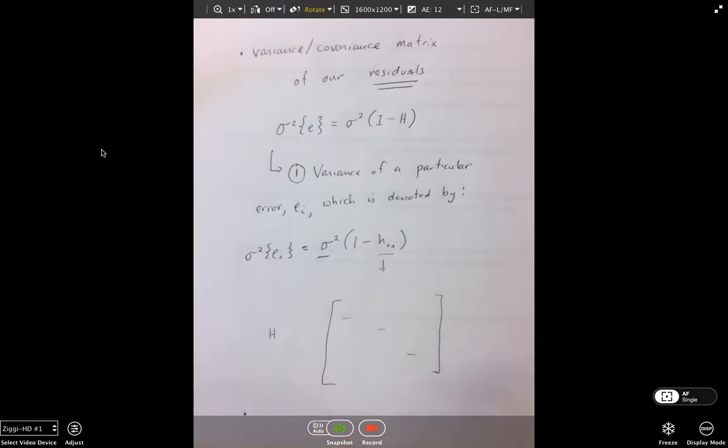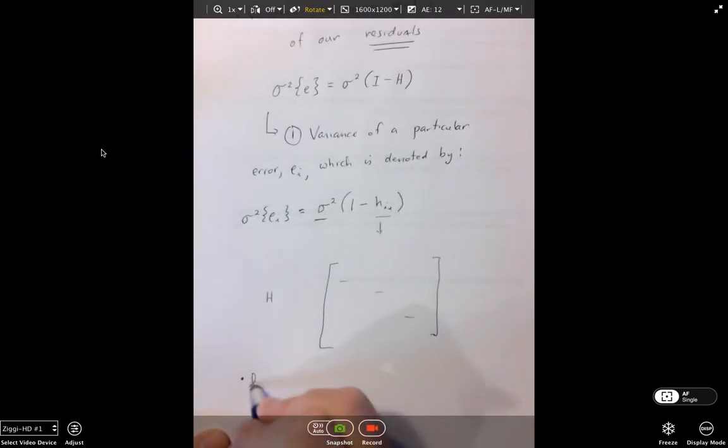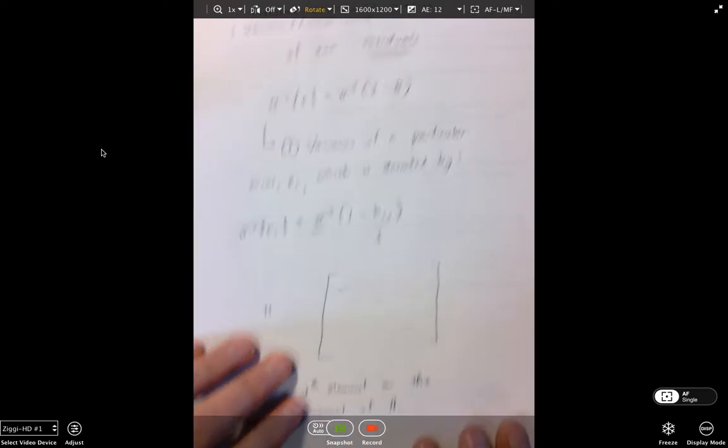h_ii is the ith element on the diagonal of our hat matrix. Okay? And it turns out those things are really easy to find. Well, I don't know about easy to find, but they're kind of easy to find.